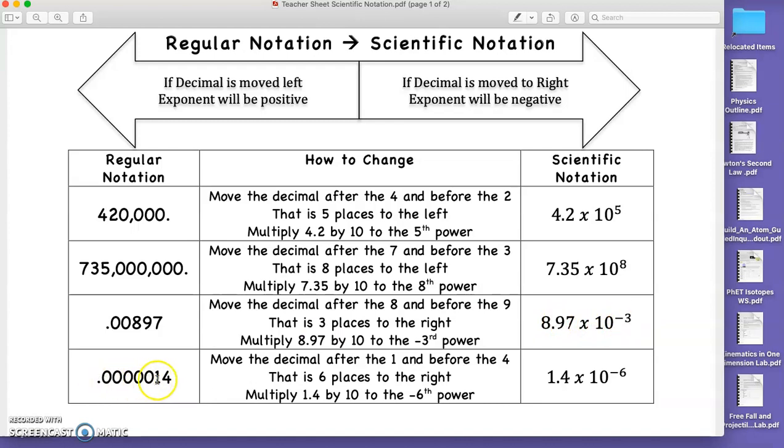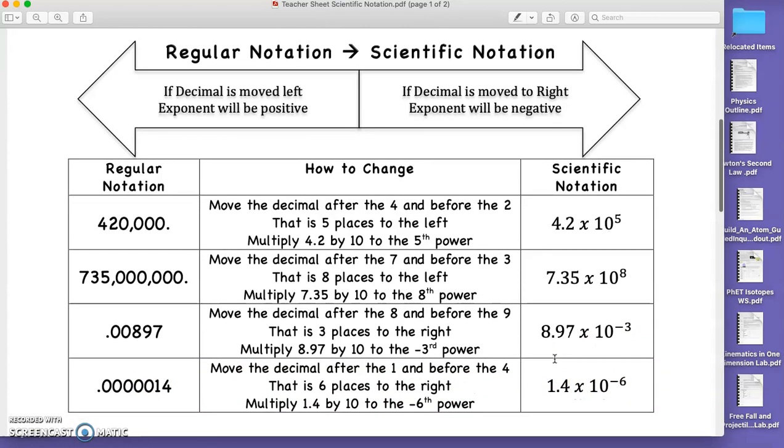Here the decimal is. I want to move it between the 1 and the 4. I go 1, 2, 3, 4, 5, 6. So that's 1.4 times 10 to the negative 6. So that's how we go from regular to scientific.